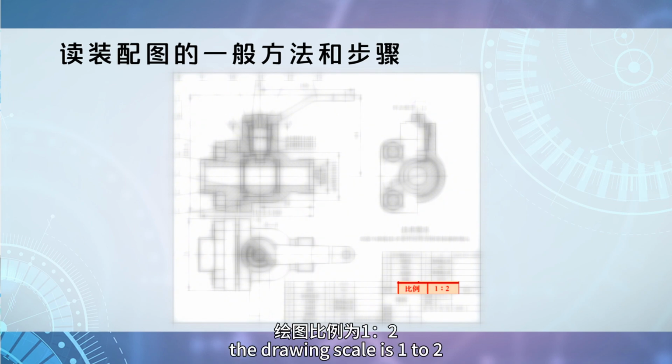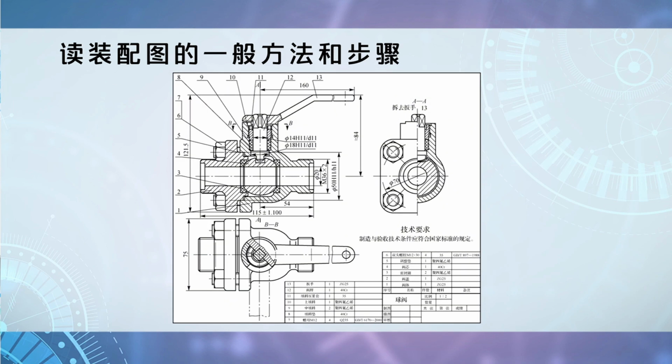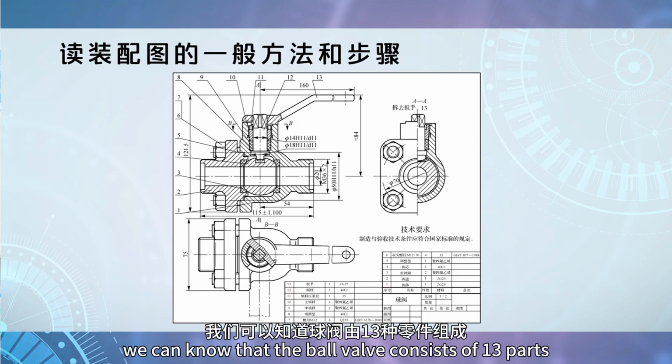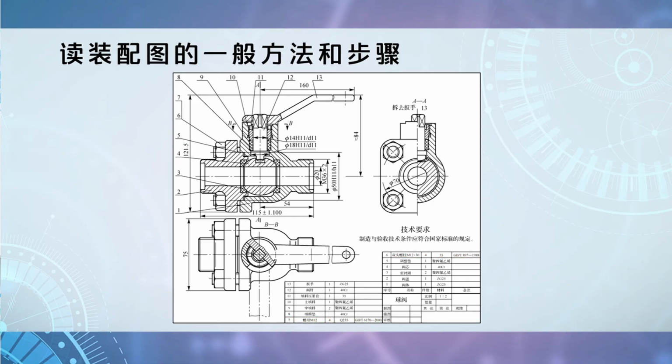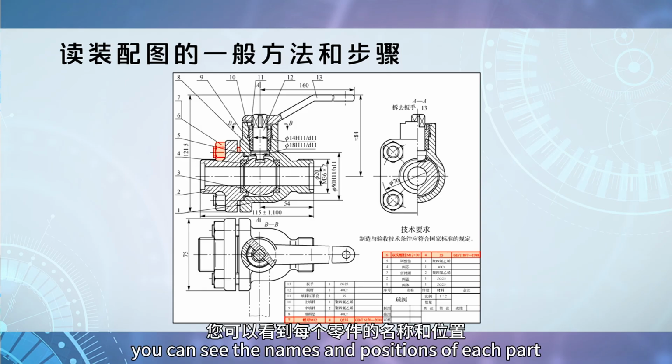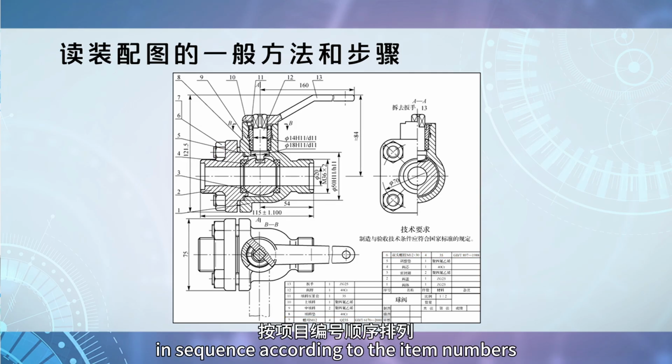The drawing scale is 1 to 2. From the part item numbers and the parts list, we can know that the ball valve consists of 13 parts. Among them, there are 2 standard parts. You can see the names and positions of each part in sequence according to the item numbers.